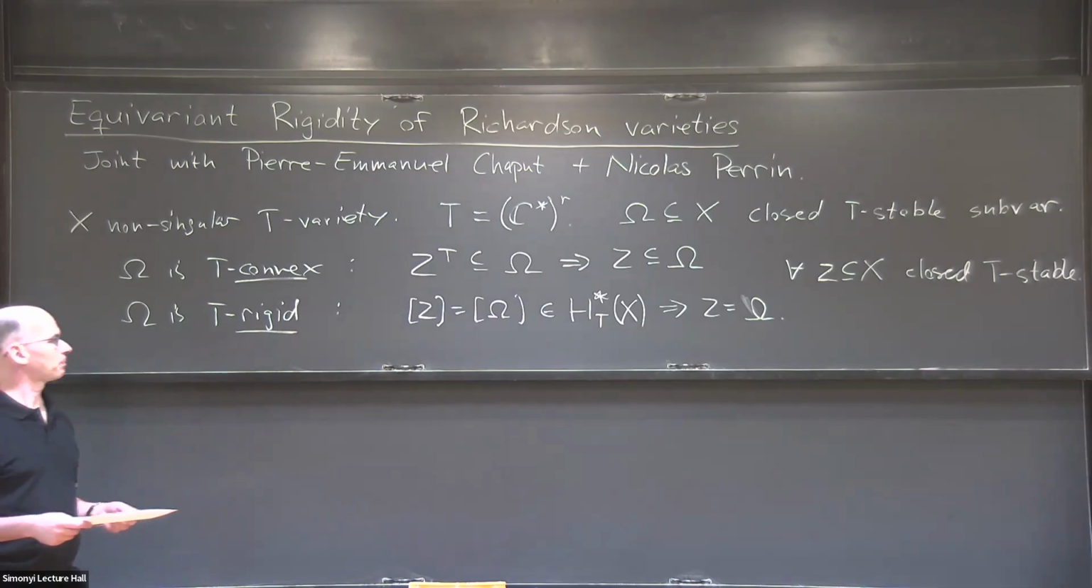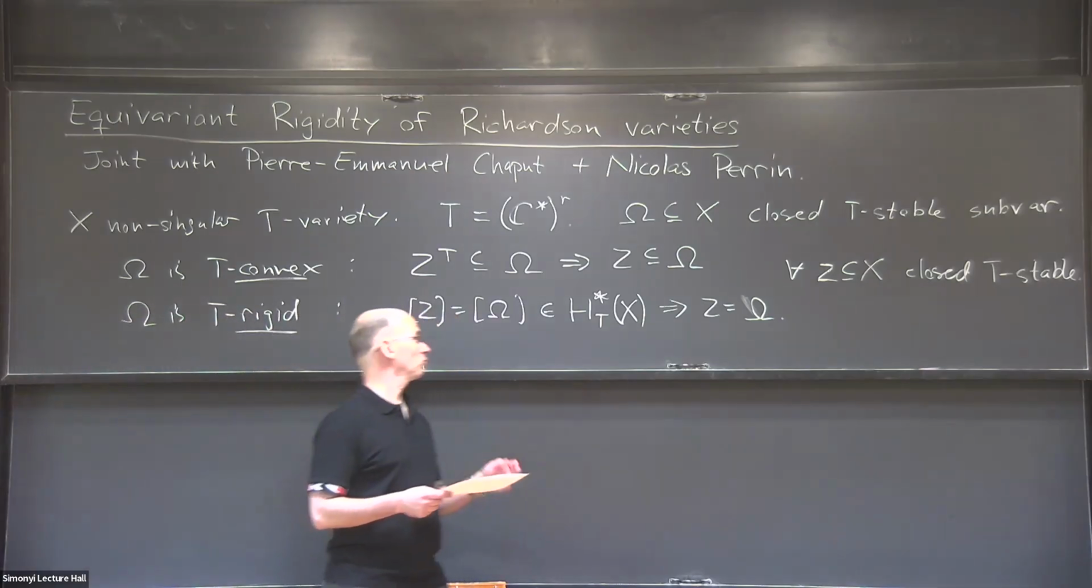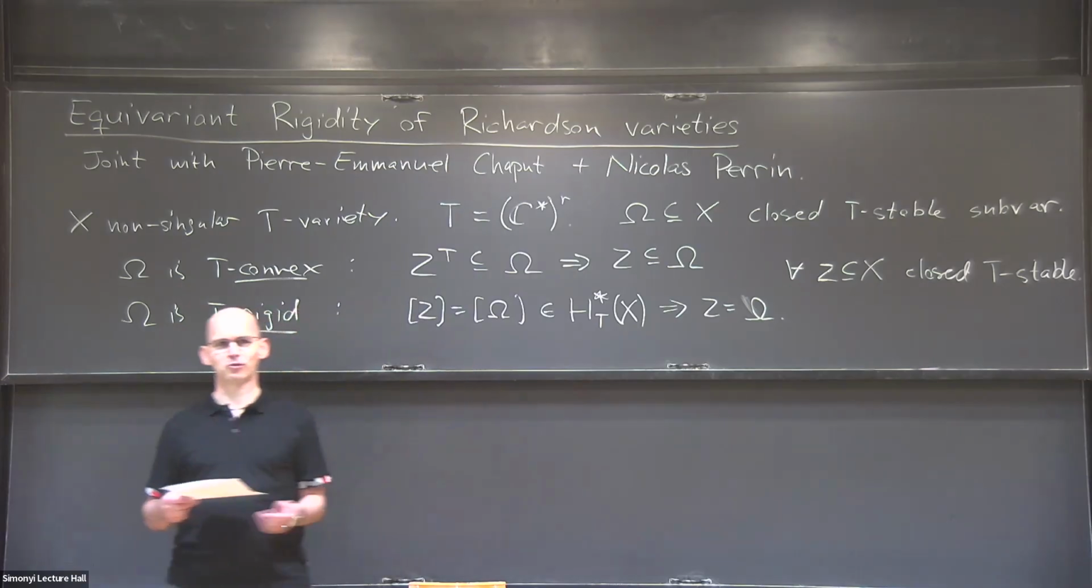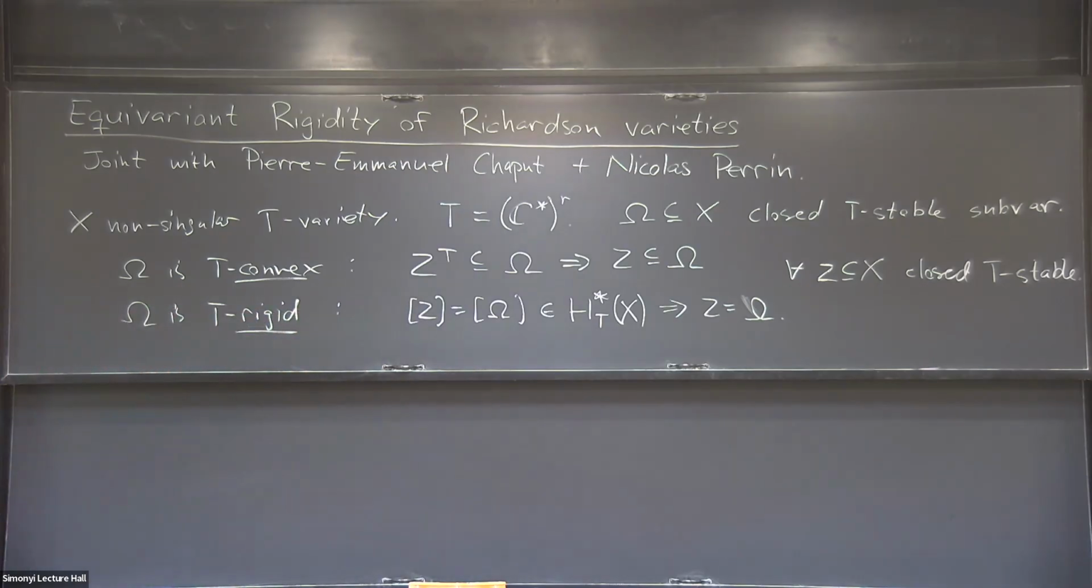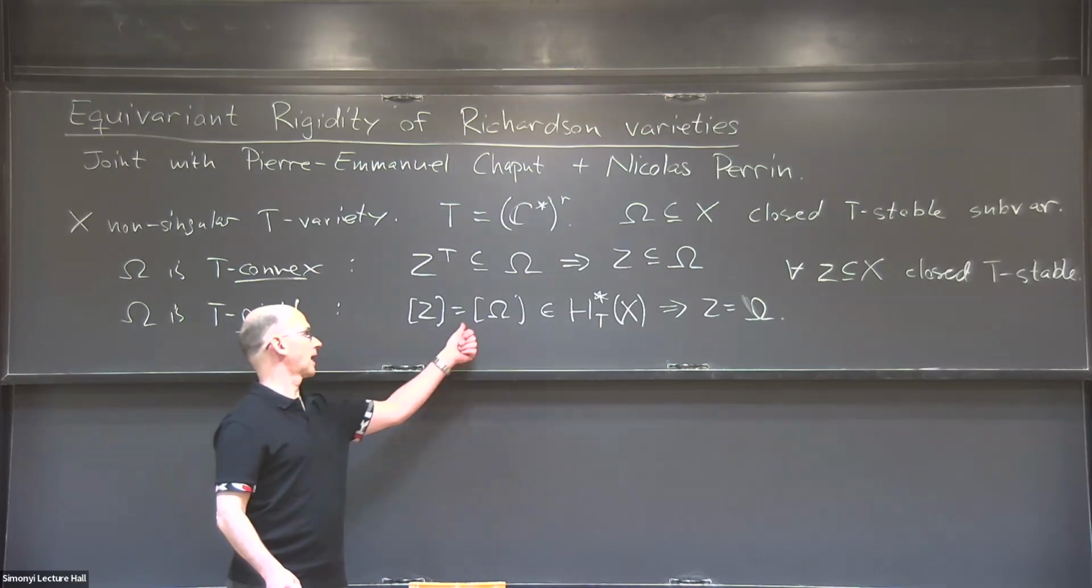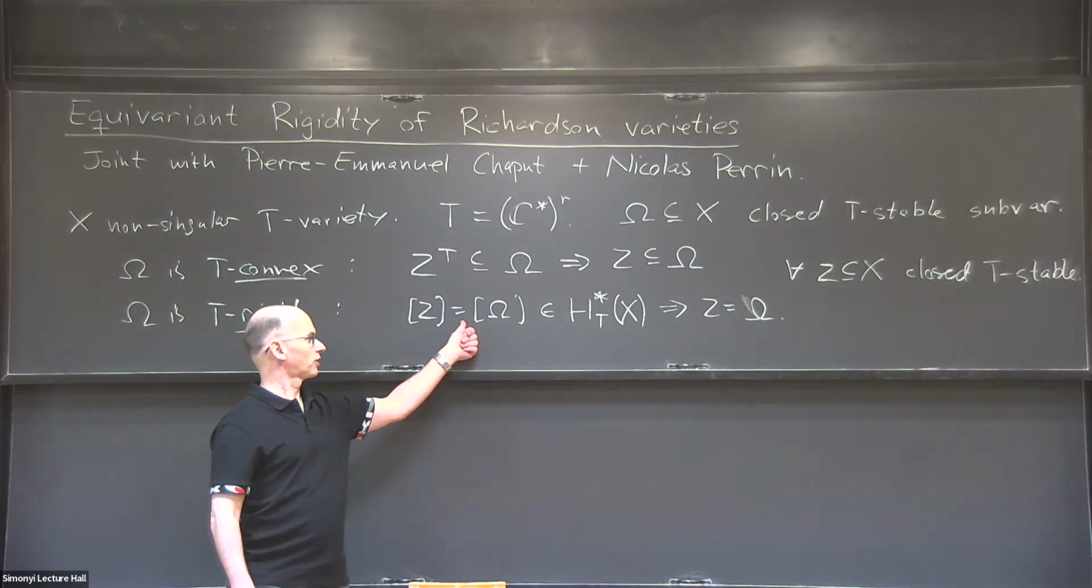T-rigid is of course inspired by the notion of a rigid Schubert variety. A Schubert variety in a flag variety is called rigid if it is determined by its cohomology class up to translation. That means if the cohomology class is equal to the cohomology class of some other closed subvariety, then that other subvariety is just a translate of the Schubert variety. And you can wiggle the definition. You can add that it should be equal up to a constant.